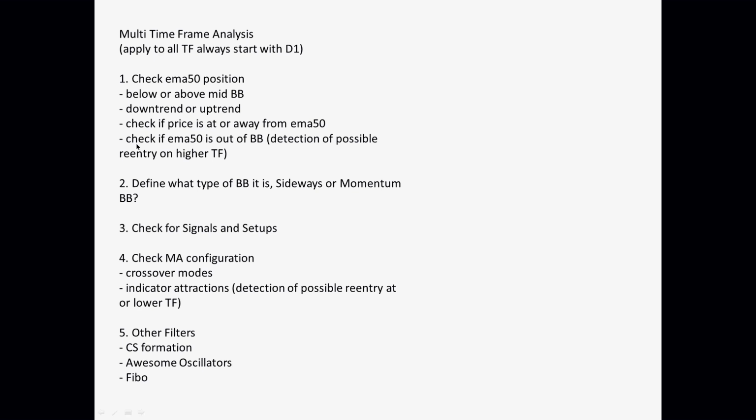Then you need to check whether FMR50 is outside BB. So basically, it's a detection of possible re-entry on a higher time frame. Okay. Once you've done that, then you define what type of pulling event it is, if it's sideways or momentum.